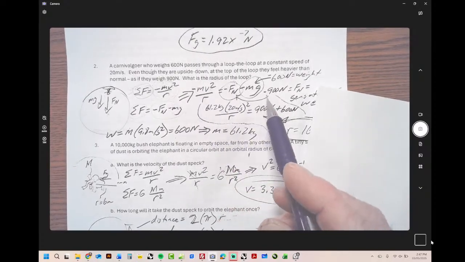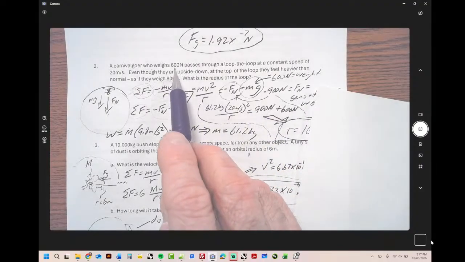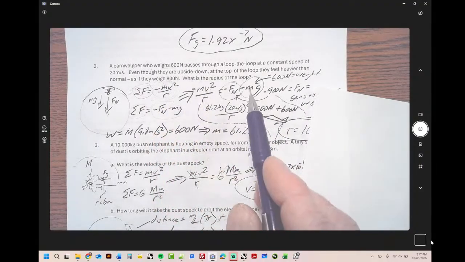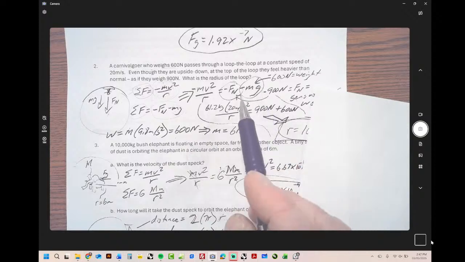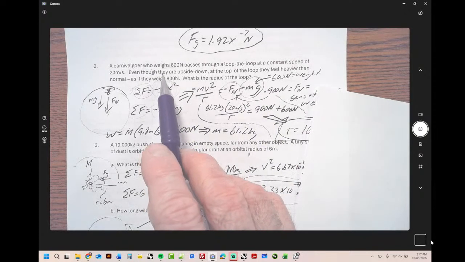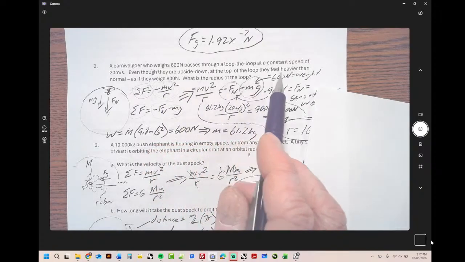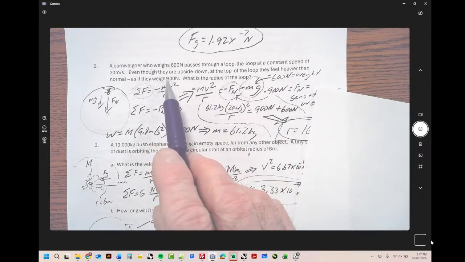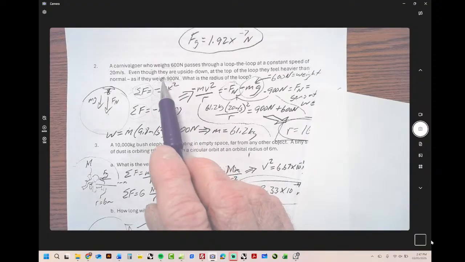Now I'm given some other information. I'm told that the weight is 600 newtons, so I can just plug that in for mg. And here it says, even though they're upside down at the top of the loop, they feel heavier than normal, as if they weigh 900 newtons.